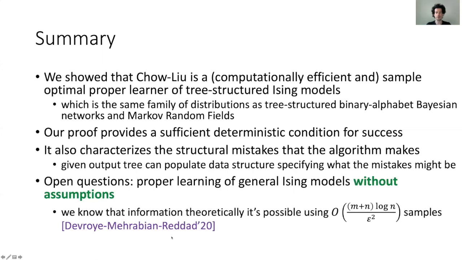An important open question is to find computationally efficient, proper learners of general Ising models, which we know is possible from an efficient sample due to the recent result by Devroye et al.